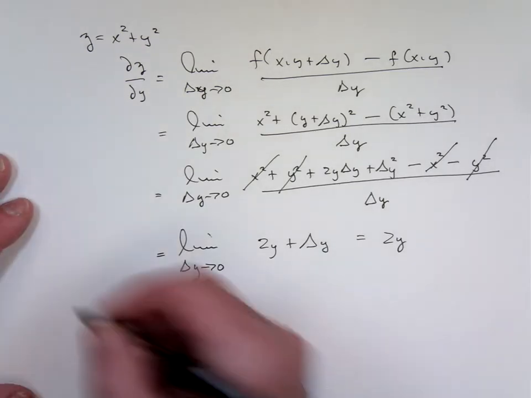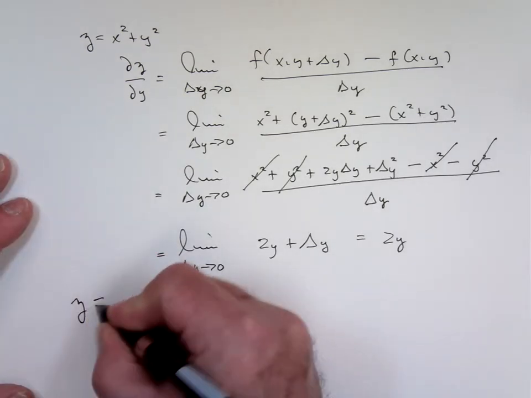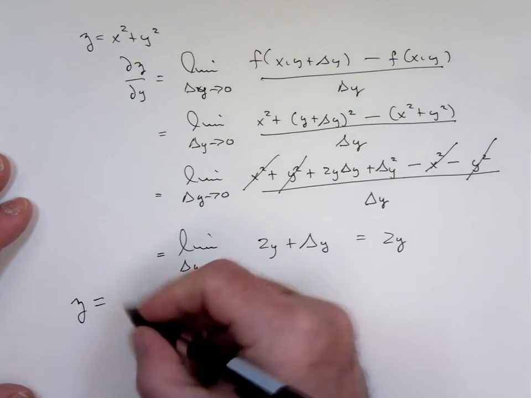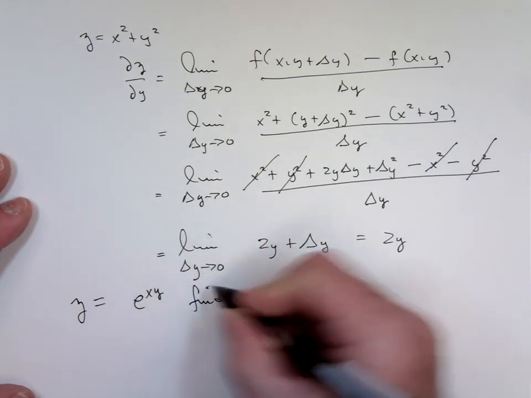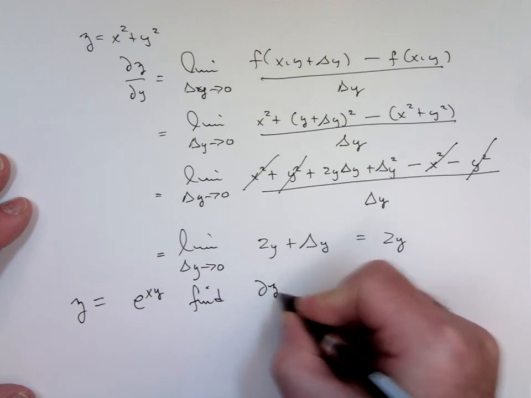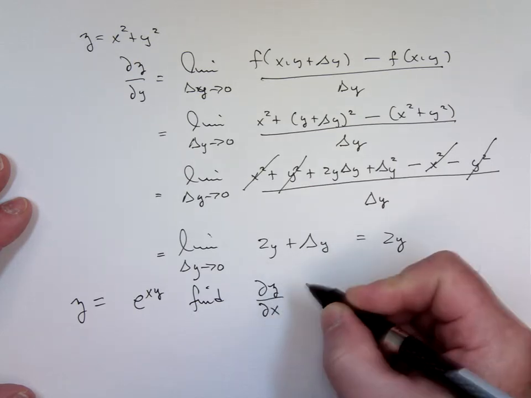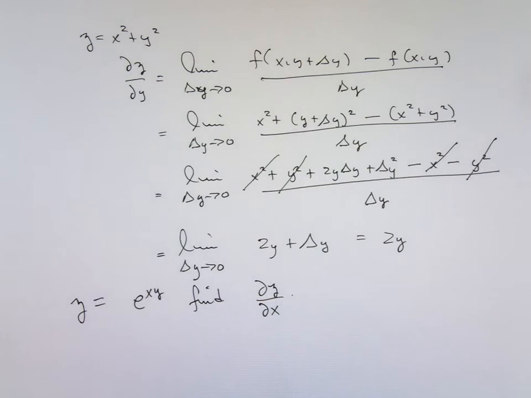So, here, you guys do one. Given z is equal to e to the xy, find the partial of z with respect to x. Because if you do it with respect to y, it's the same thing. You've got perfect symmetry here. Just swap the variables. Okay, go ahead. You guys do it. I'm going to see if you guys are with me here. I hope so.